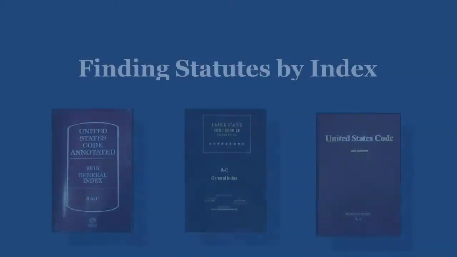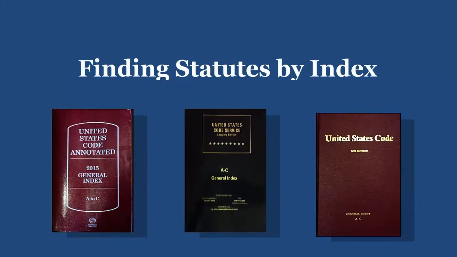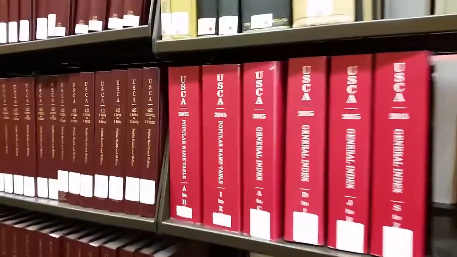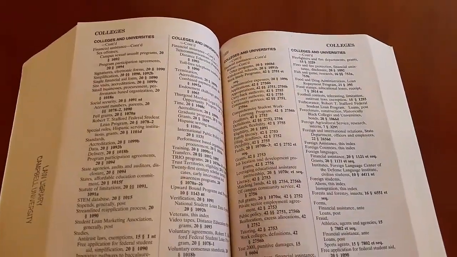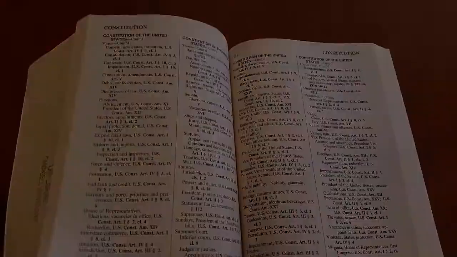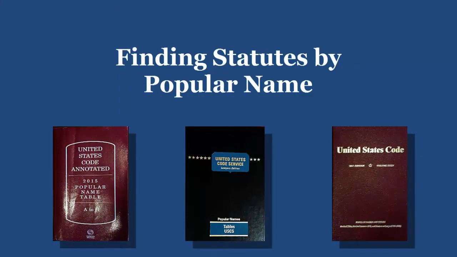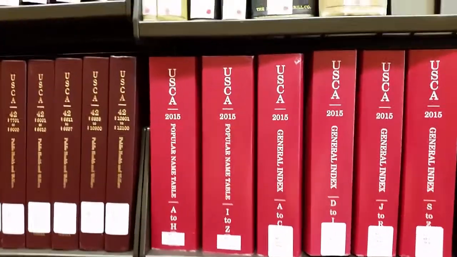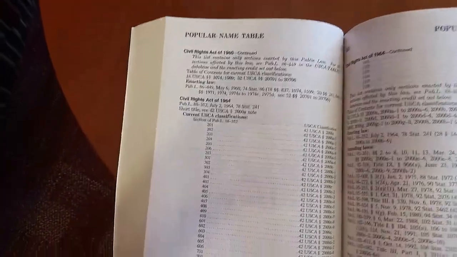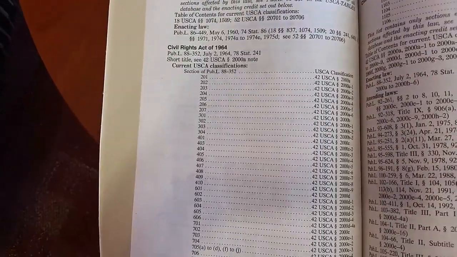Second, both state and federal codes may be searched by subject matter using the index. Hone your search terms and then use the index to find a relevant citation. Next, you can search by popular name. Acts are often known by popular names, such as the Civil Rights Act of 1964. Go to the popular name table and search for the name in alphabetical order.